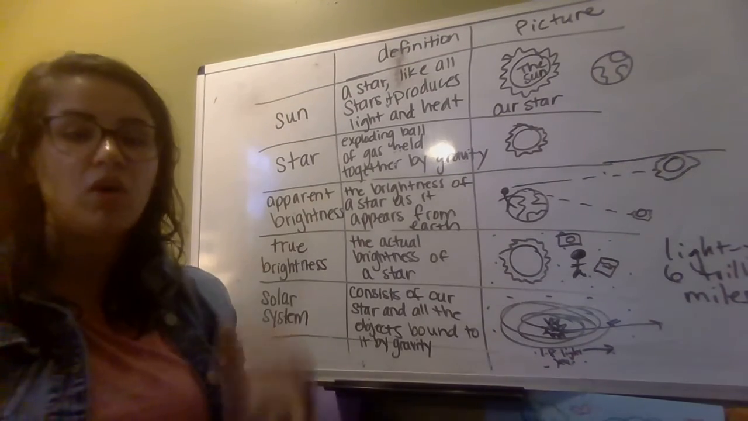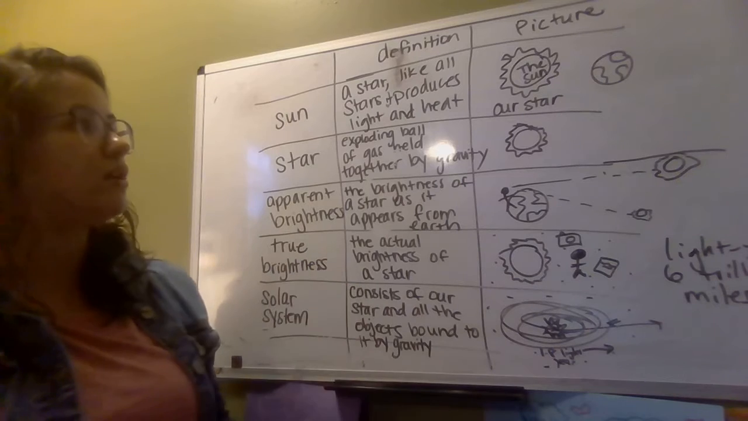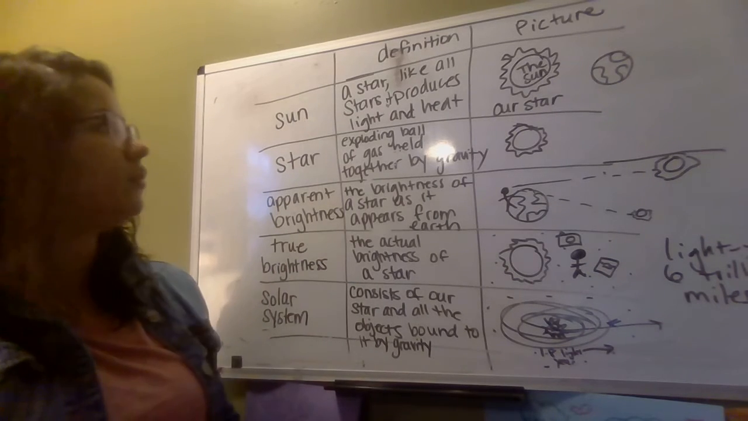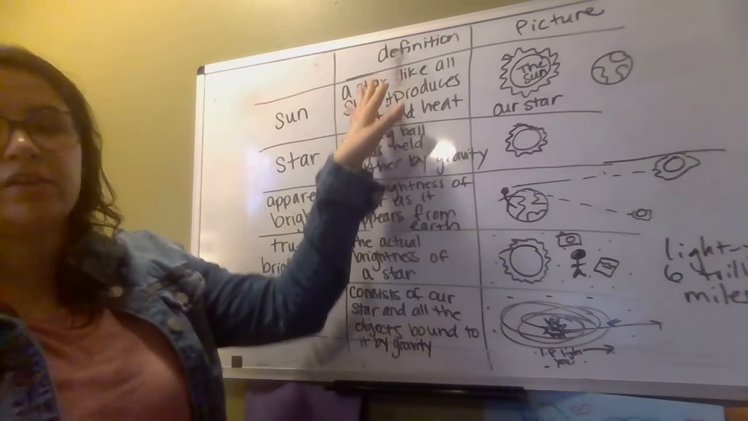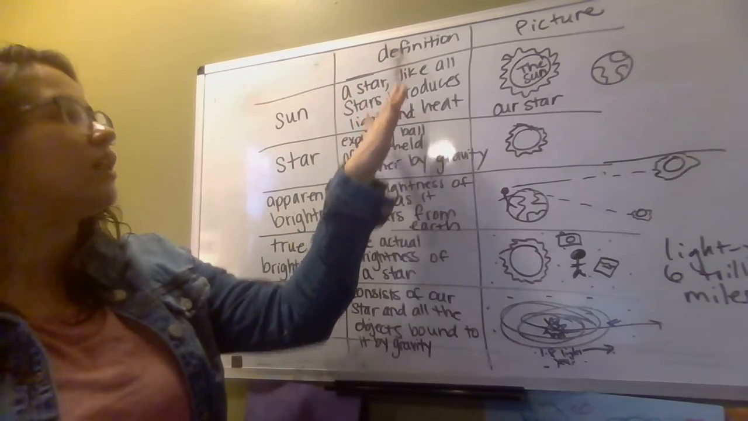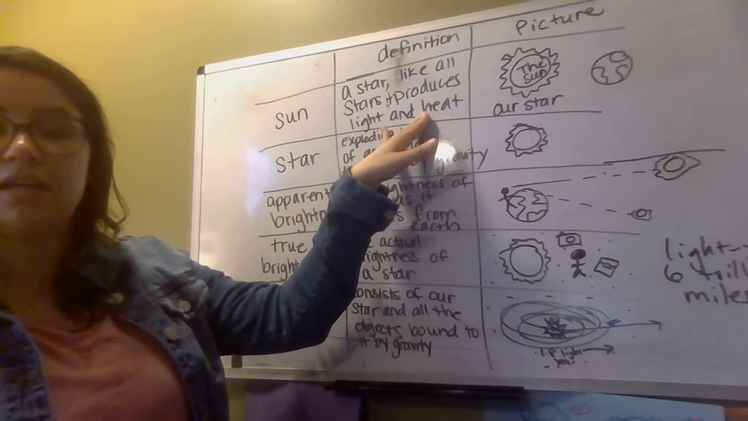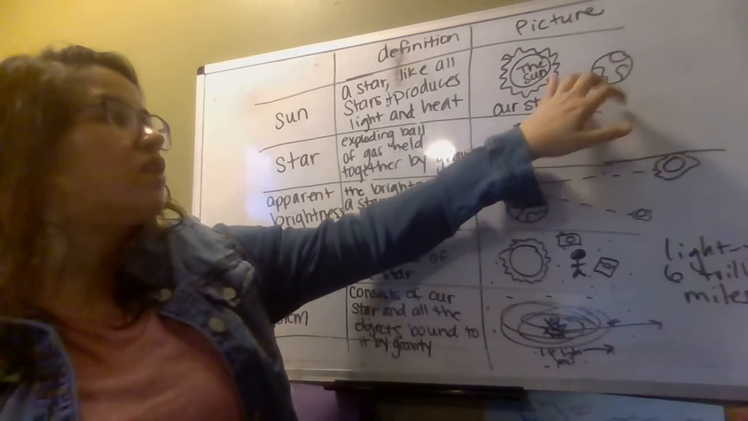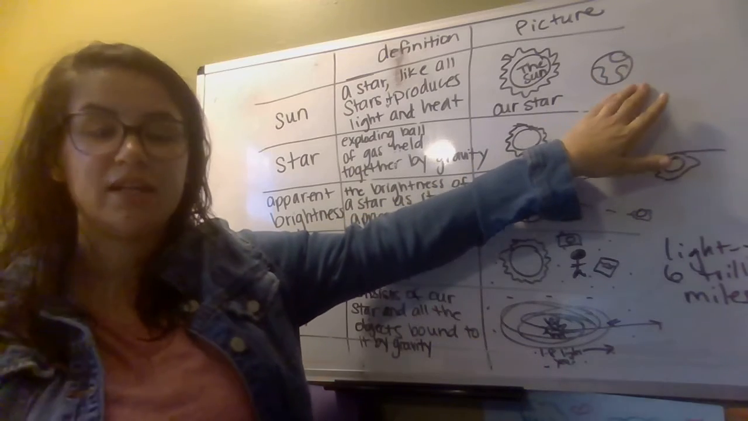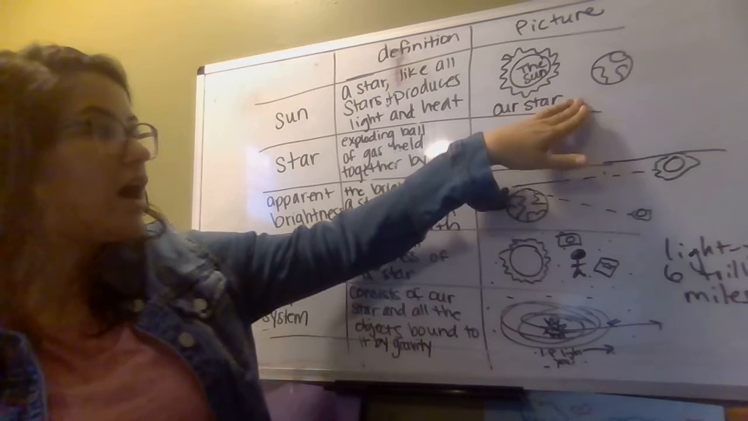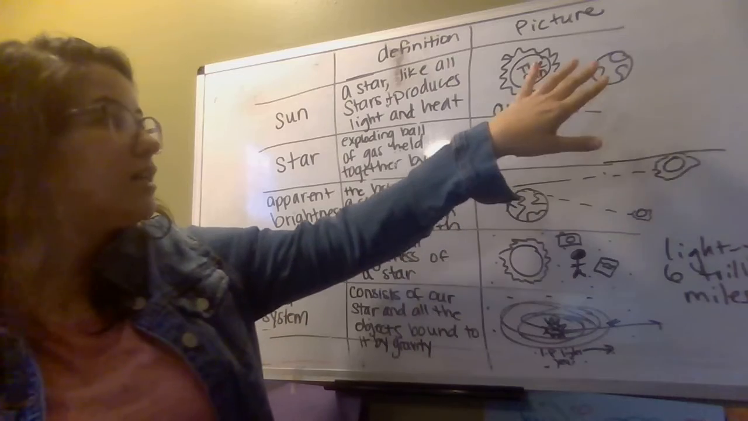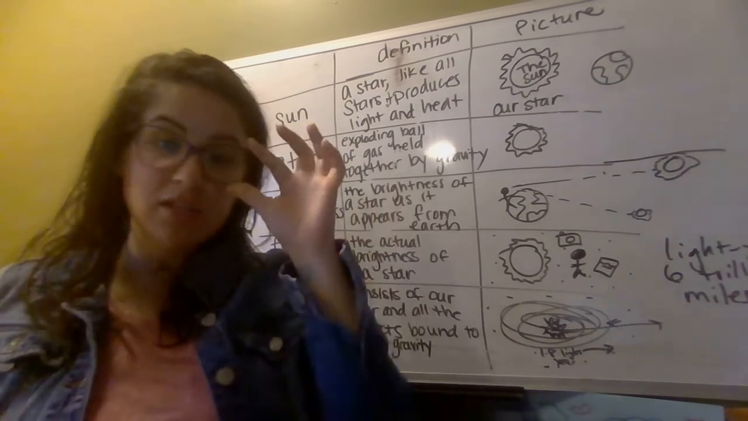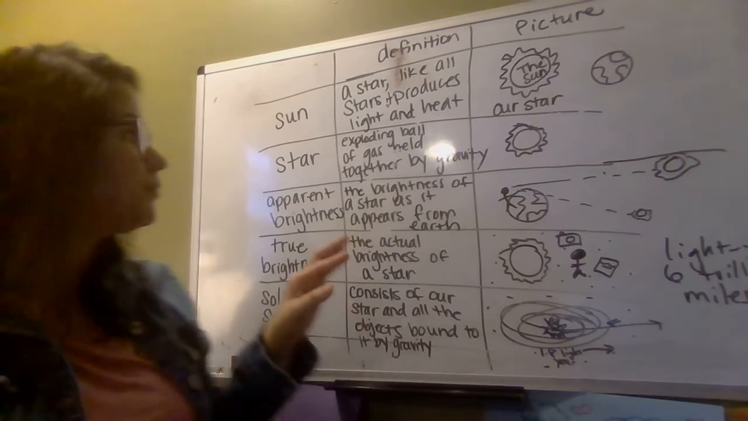As fifth graders, you all know what the sun is. It's at the center of our solar system. It produces light and energy and heat for us here on Earth. So in your definition, you're going to write it's a star. And like all stars, it produces light and heat. Then you're going to draw a picture. And you're going to draw the sun. And I want you to put the Earth next to it, because this is our star. It is our sun. We only have one sun or one star in our solar system.